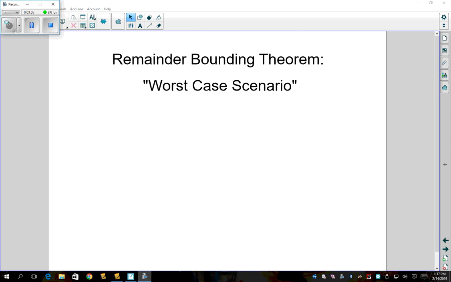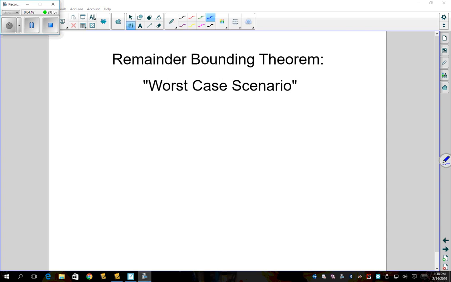So this is useful because we use it with the remainder bounding theorem. And I think of this as our worst case scenario. So what is our worst case scenario? What is the worst possible outcome for how far apart our series and our function are?